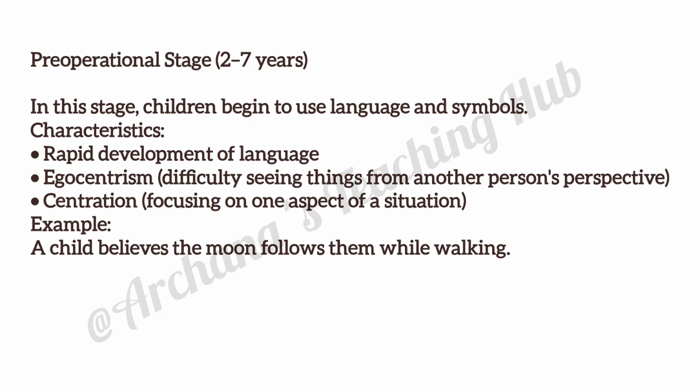Pre-operational stage, 2 to 7 years. In this stage, children begin to use language and symbols. Characteristics: rapid development of language, egocentrism, difficulty seeing things from another person's perspective, centration, focusing on one aspect of a situation. For example, a child believes the moon follows them while walking.